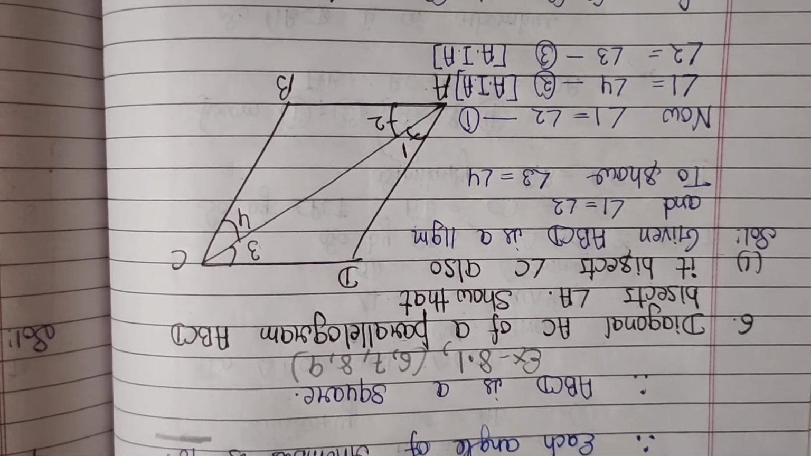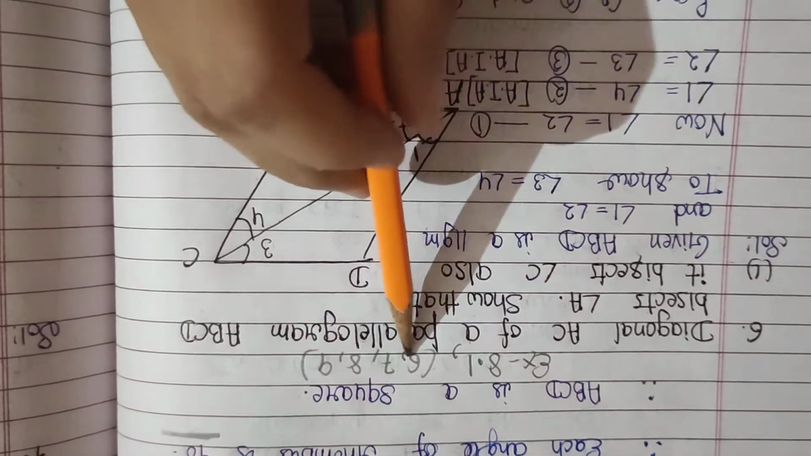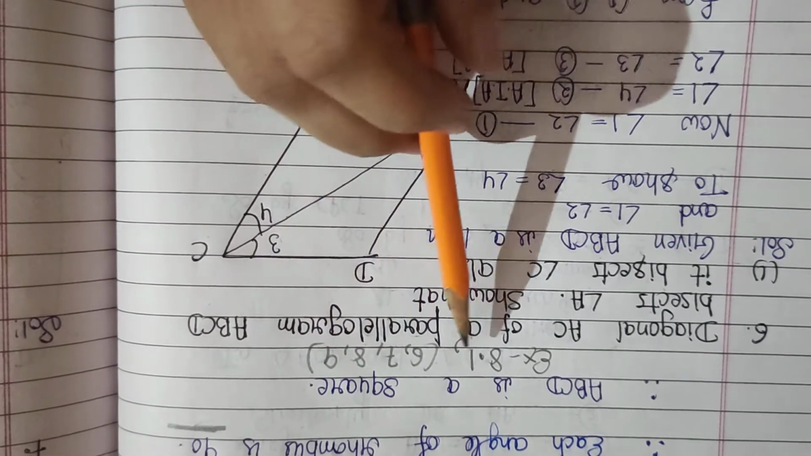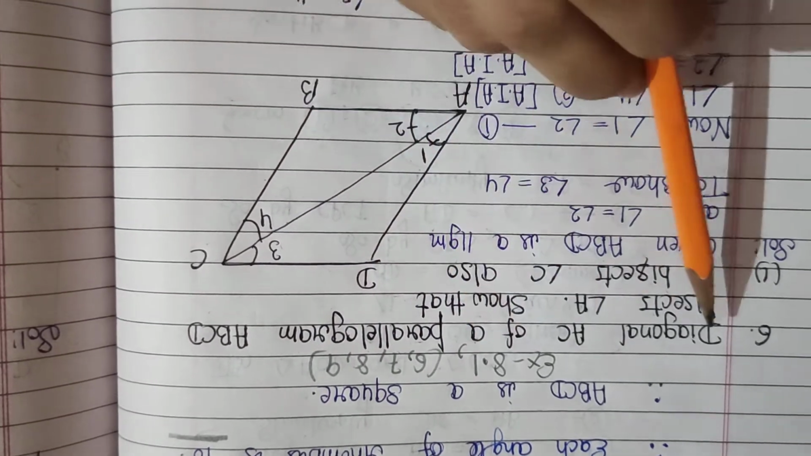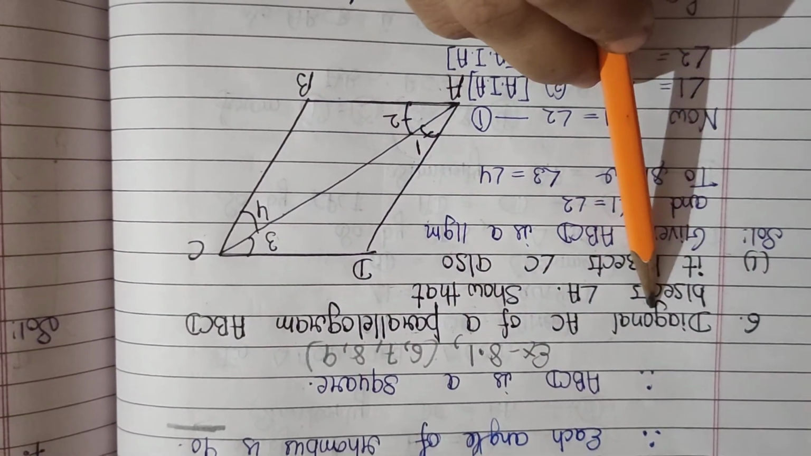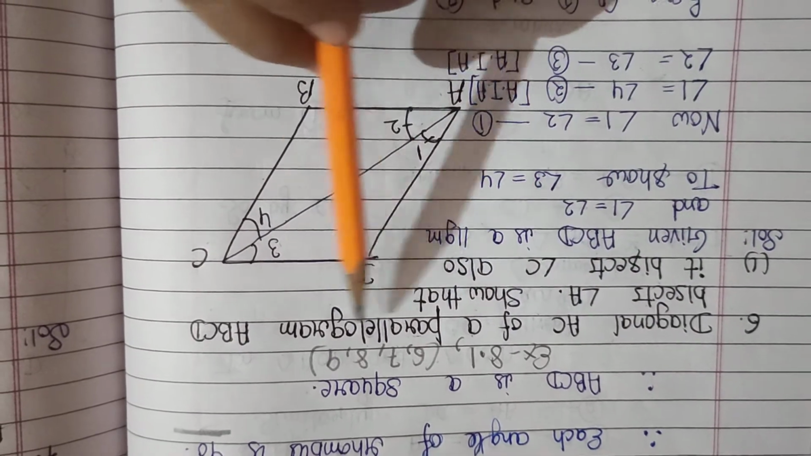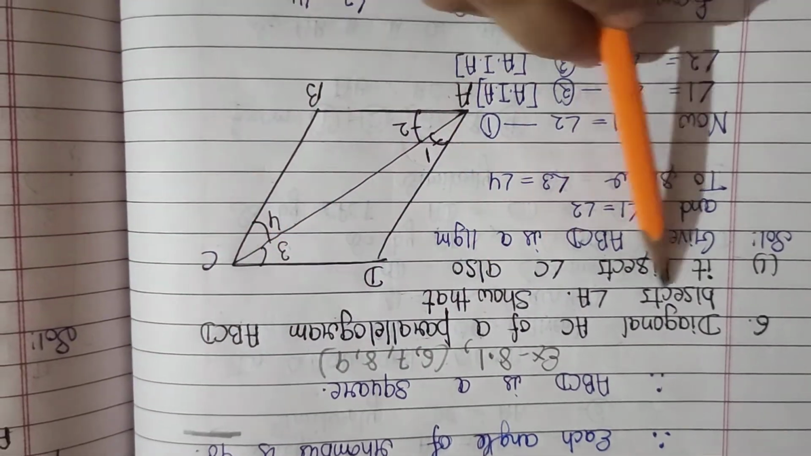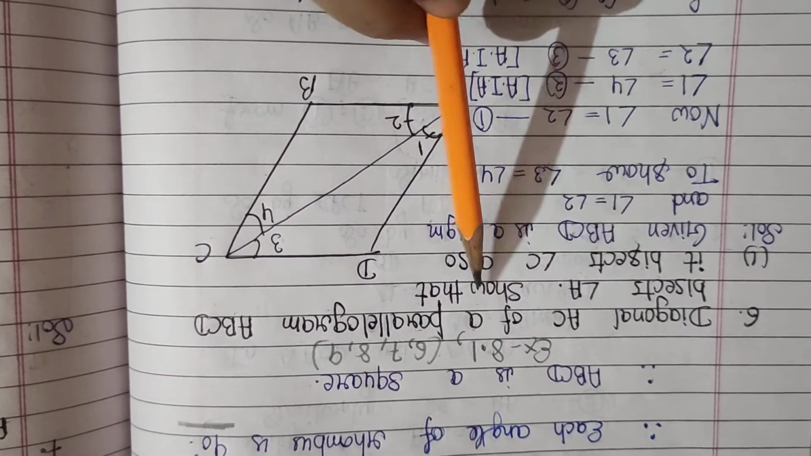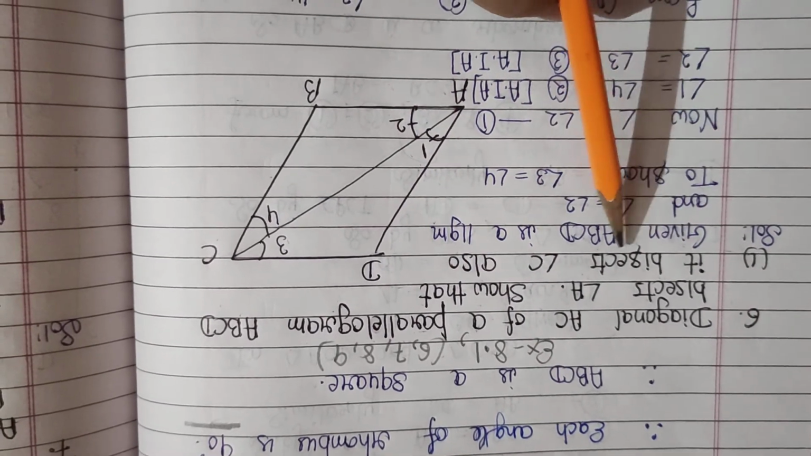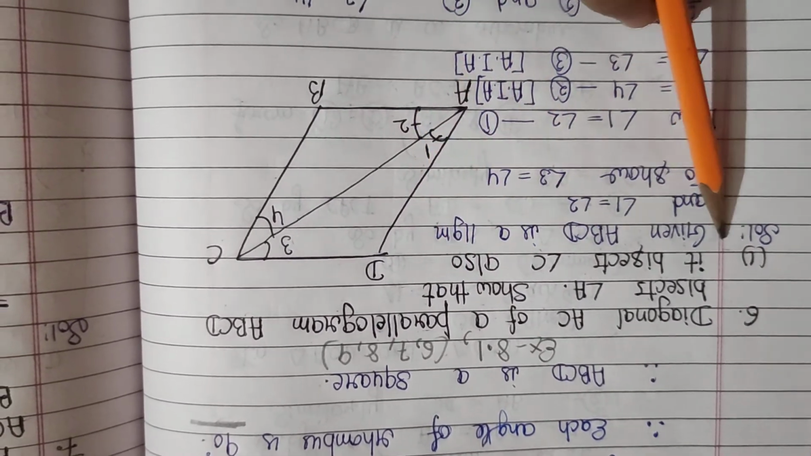Good morning, class 9. Today we will do question number 6, 7, 8 and 9 of exercise 8.1. Question number 6. Diagonal AC of a parallelogram ABCD bisects angle A. Show that it bisects angle C also for the first part.